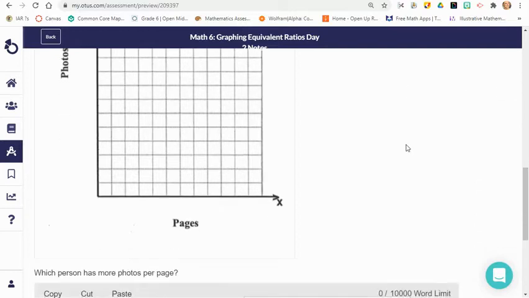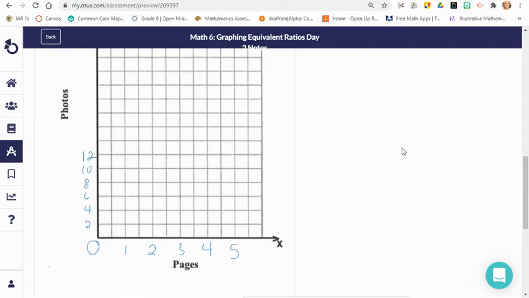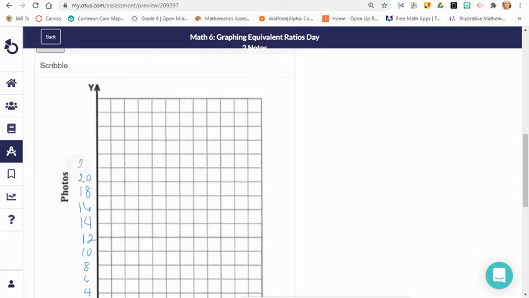I'm going to start by numbering my graph. So down here at the bottom in the corner is 0. And I'm going to skip for these. So I'm going to skip every 1. And then up the side here, I'm going to count by 2s. So 2, 4, 6, 8, 10, 12. And make it as large as you need to be able to write on it. You can keep enlarging it if you need it even larger. I'm only going to go to 24.